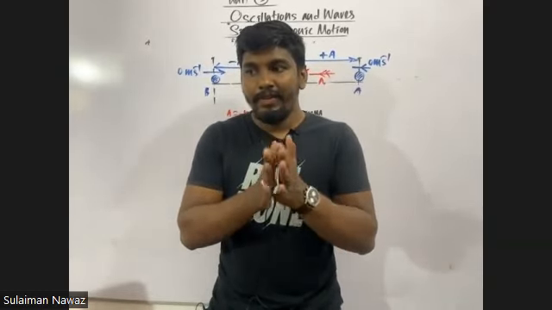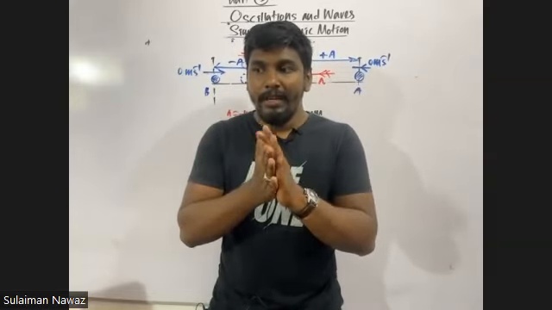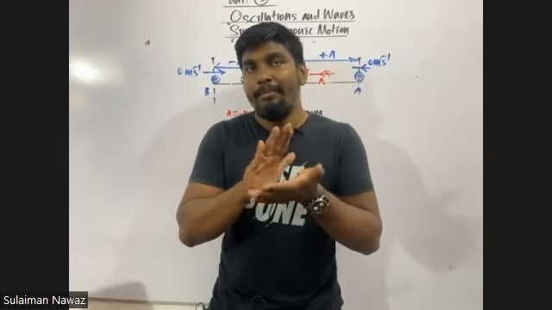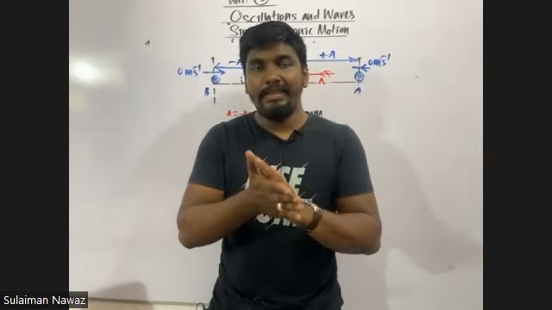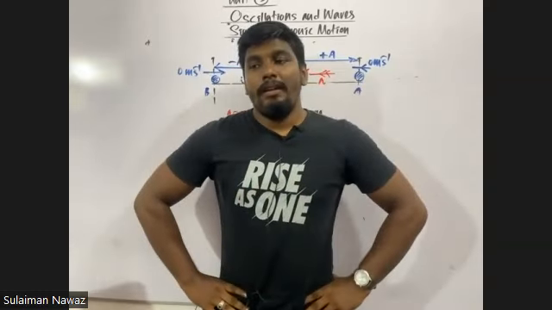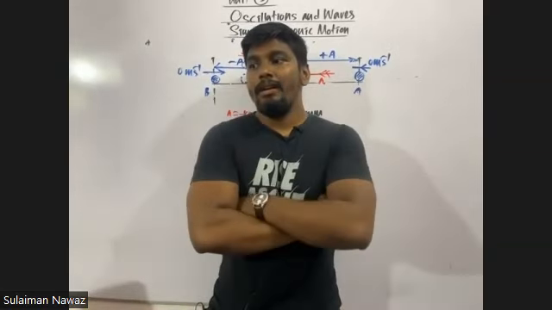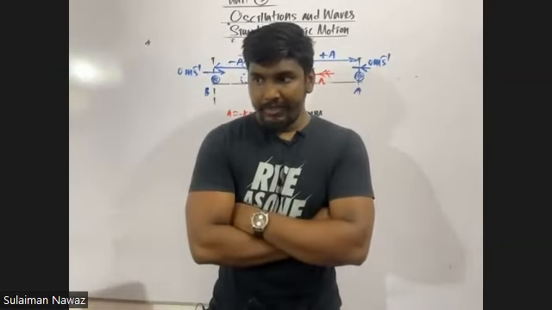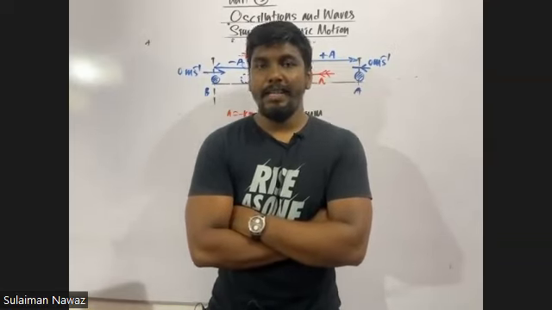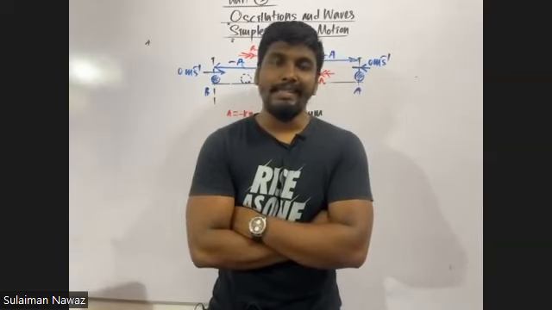So write down under frequency of an object in SHM: number of oscillations in 1 second done by the object in SHM.